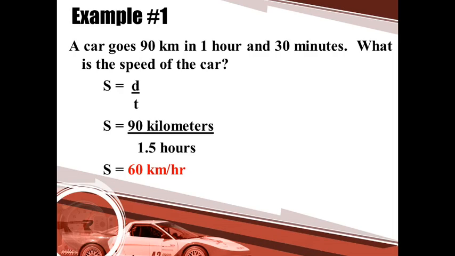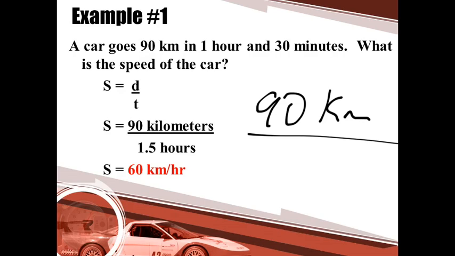Now, when I was walking around just now, I saw some people that had a different answer. I had some people that chose minutes instead of hours. And that would have been perfectly fine. If you wanted to do that, you could have said, instead of 90 kilometers in 1.5 hours, 90 kilometers and 90 minutes. 90 divided by 90 would give you 1. And here's where your unit changes. It would have been kilometer per minute. So that's not too bad.